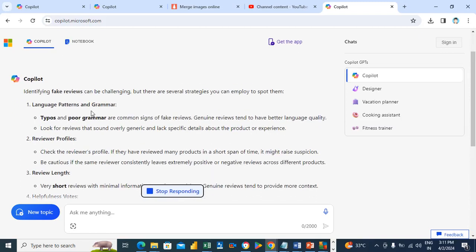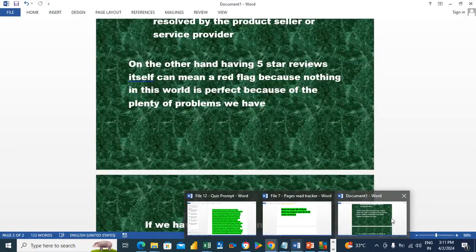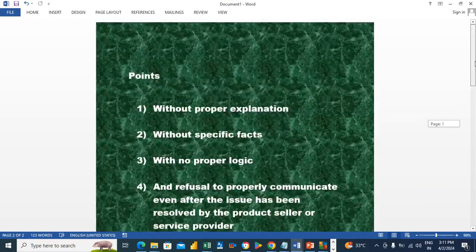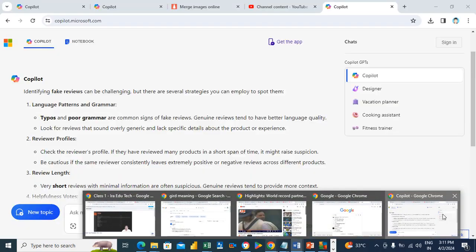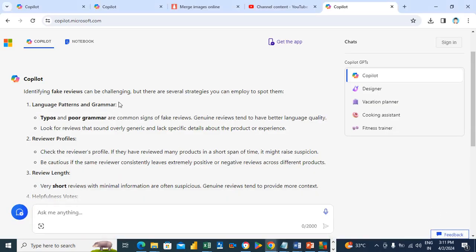The number one indicator is language patterns and grammar, as I've explained here, that you can see without proper explanation. That correlates to the ChatGPT point, which is language patterns and grammar. It's not properly explained. You have typos and poor grammar, and then also inconsistency. Even if the typos are not there and the grammar is perfect, you'll find inconsistency somewhere, which I've already highlighted a few minutes ago.